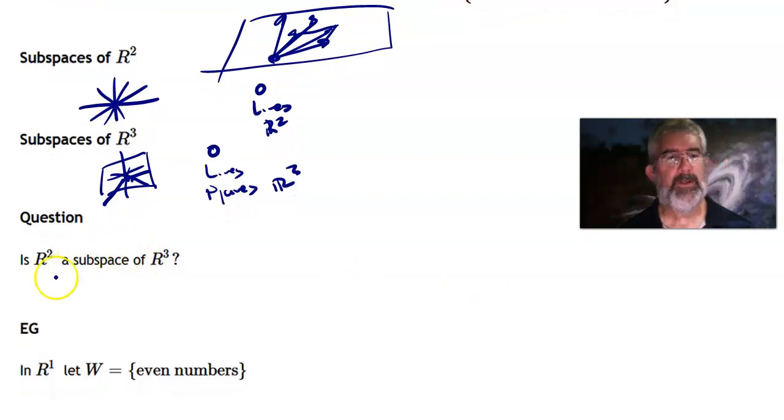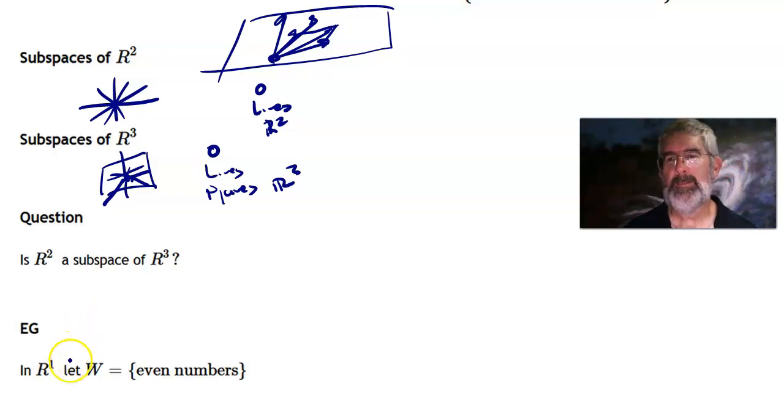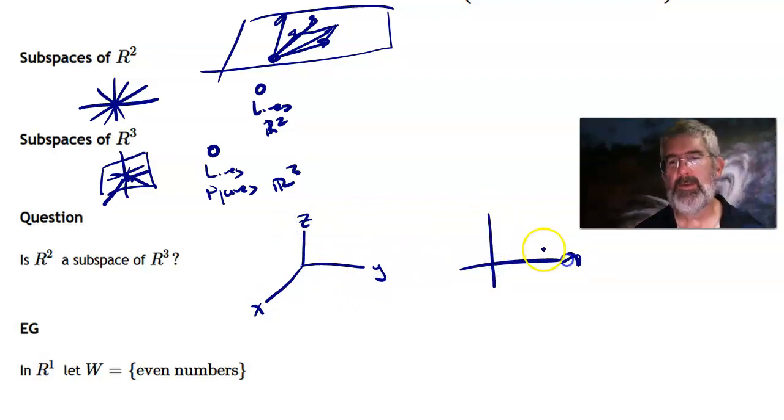Now, let me ask a question here. Is R2 a subspace of R3? We are so used to calling R3 by the coordinate system x, y, and z, where we call R2 just x and y. And we think of this xy plane as the plane that's down here. So it is very tempting to say that, yes, R2 is a subspace of R3, but it's not.